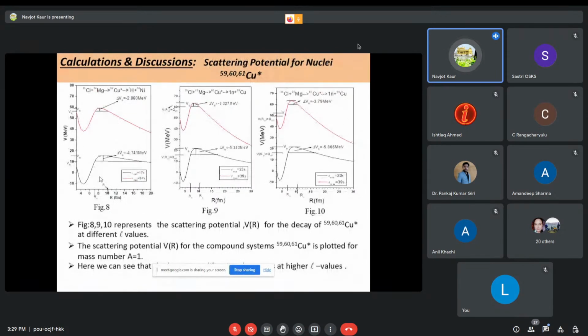So next we have the scattering potential for the nuclei 59, 60, 61 copper. Figures 8, 9, 10 represent the scattering potential for the decay of 59, 60, 61 copper at different L values. The scattering potential for the compound system 59, 60, 61 copper is plotted against the mass number. As we can say, at the L minimum we have a higher barrier height, but when we go to the maximum angular momentum, it decreases for all the sections.